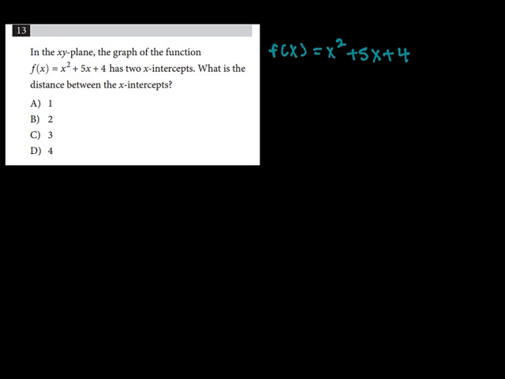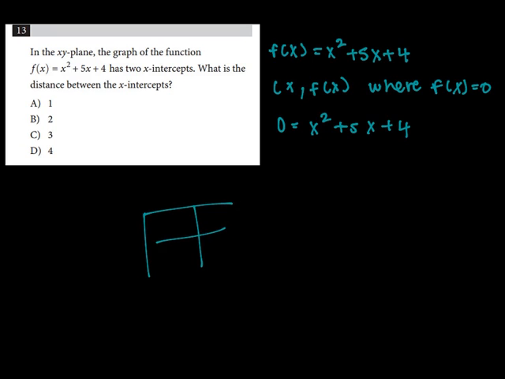The x-intercepts of this graph are points (x, f(x)) where f(x) equals 0. So now let's plug in 0 for f(x) in the function. We'll have x² + 5x + 4 = 0. Now we can factor this side right here. You can use any method you want to factor. I'm just going to put it into a box really quickly.